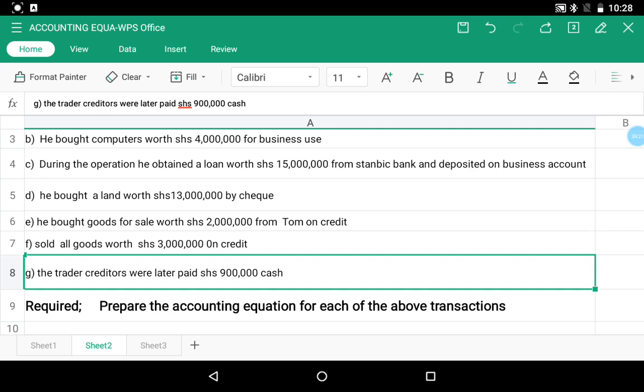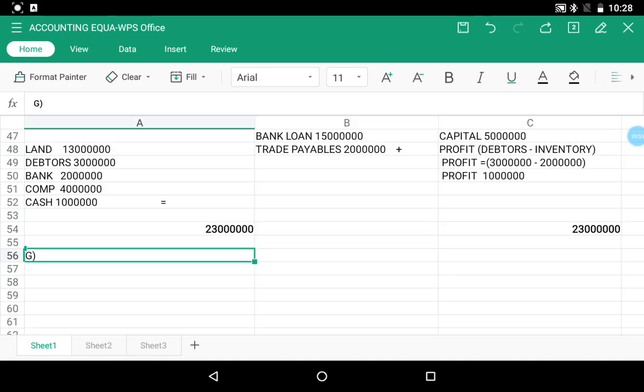Now say the trade creditors were later paid. These trade creditors, the trade payables, people where we bought goods on credit, were paid 900,000 shillings cash. It means out of trade payables, they paid them 900,000. So here it means it is going to affect our cash and trade payables.